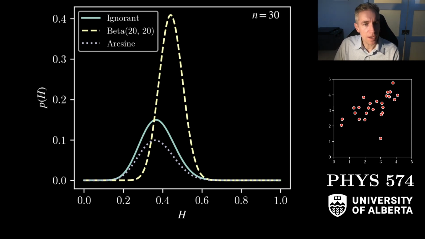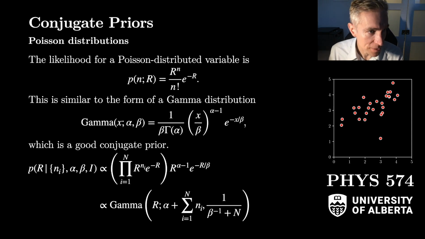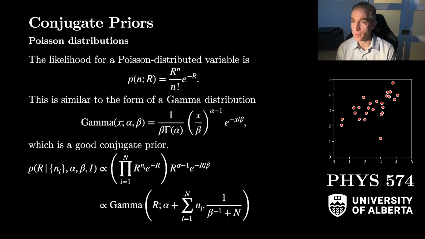Similarly to the coin toss, we can use something that's a little more useful in physics, and that's a Poisson distributed variable. If we want to find the PDF for a number of counts given some rate capital R, it goes like the distribution shown here. And if you study some statistical distributions, that is very similar to a gamma distribution. A gamma distribution has this functional form, gamma of x, with two hyperparameters, alpha and beta. It goes like some normalization factor, x to the alpha minus 1, e to the minus x over beta.